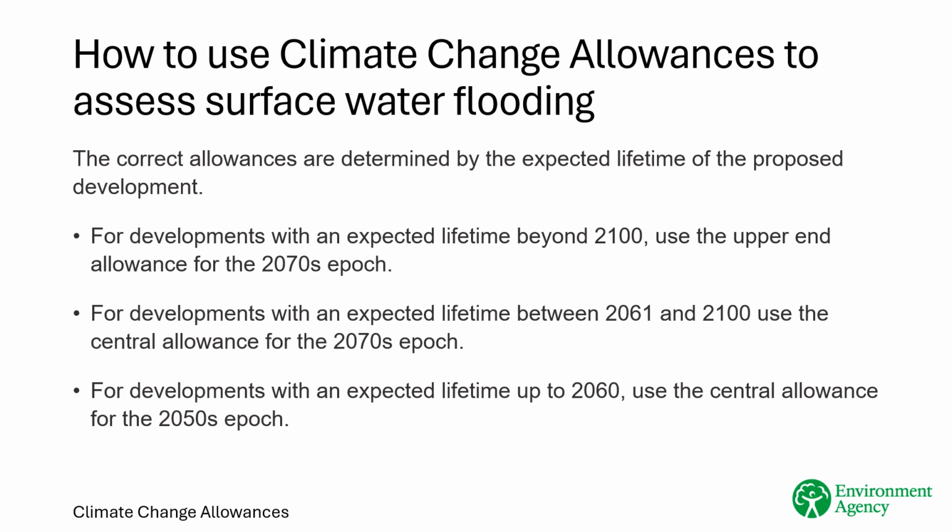You'll need to use this for all residential purposes due to the lifetime of development. For developments with an expected lifetime between 2061 and 2100, use the central allowance for the 2070s epoch. Use this for most commercial uses, unless the lifetime extends beyond 2100. And for developments with an expected lifetime up to 2060, use the central allowance for the 2050s epoch. This is only likely to be used for development with short lifetimes, and these may require additional planning controls.